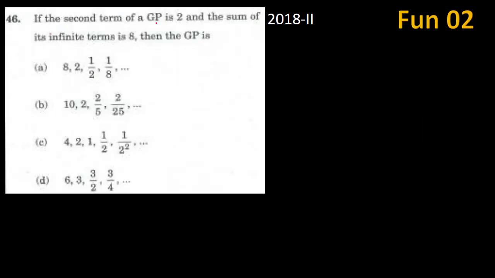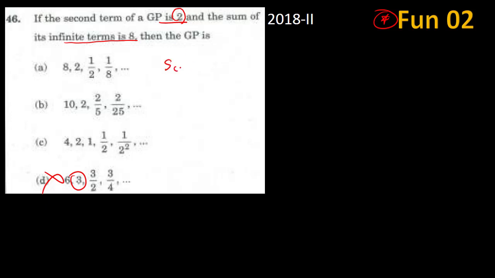If the second term of a GP is 2 and the sum to its infinite terms is 8, then the GP is... again a question from Fun Class number 2. The second term of the GP is 2. All options have 2. Easy, look sir, option D you can directly neglect because its second term is 3, and they already said the second term is 2. The student who marks D is going to face a lot of trouble. Okay, so second term is 2 and sum of its infinite terms.